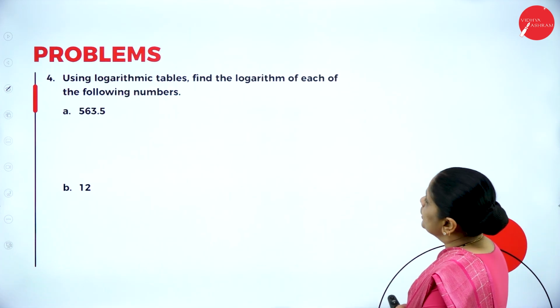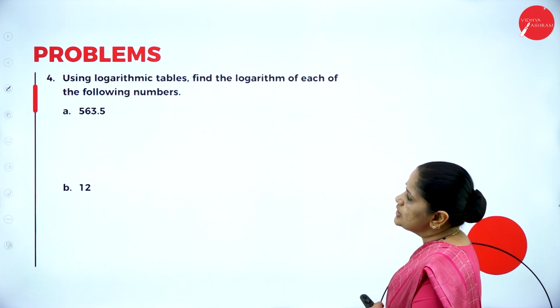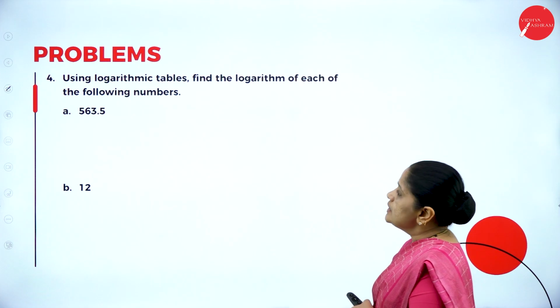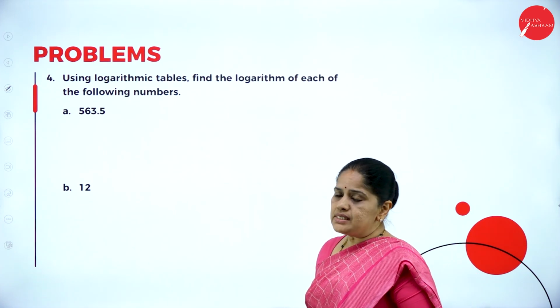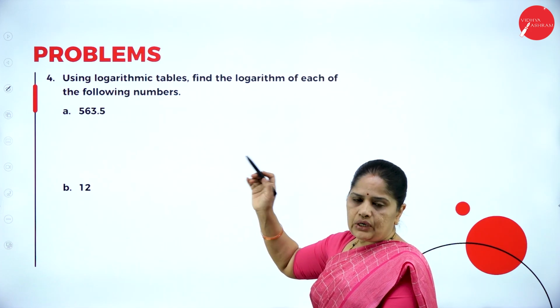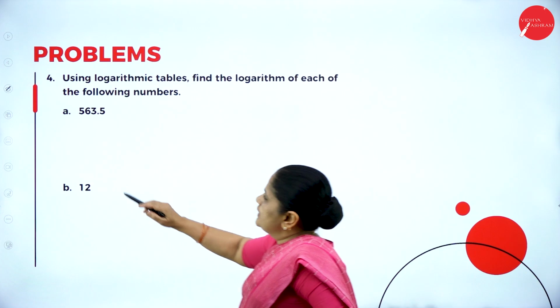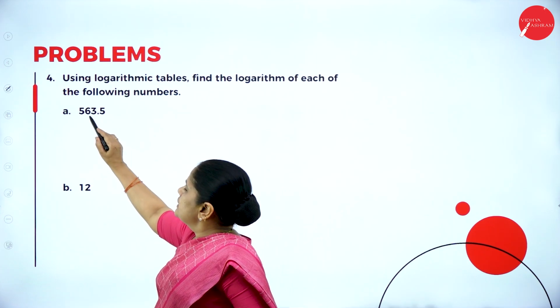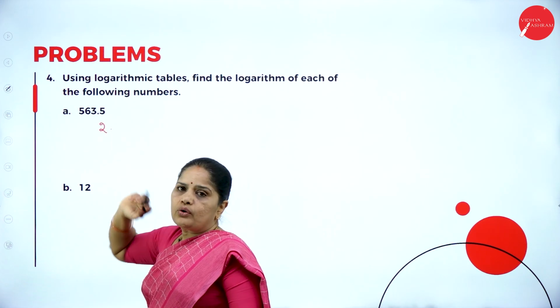Now, using logarithmic table, find the logarithm of each of the following numbers. See, now we have to find the log values of these numbers. So first thing is we have to count the number of digits to the left of the decimal sign. Here they have 3 digits, so 3 minus 1, I write it as 2.